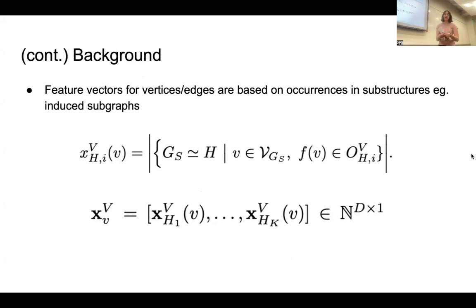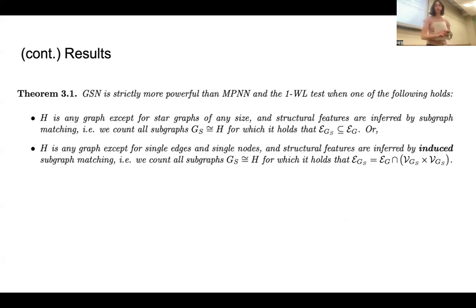As I mentioned before, the vertices and edges are based on occurrences in substructures such as induced subgraphs. This would be the final feature vector that's filled. The result of this paper was that this new framework, GSM, is significantly more powerful than the previous ones, except in very specific cases, which I guess would be very rare to occur in actual data probably.